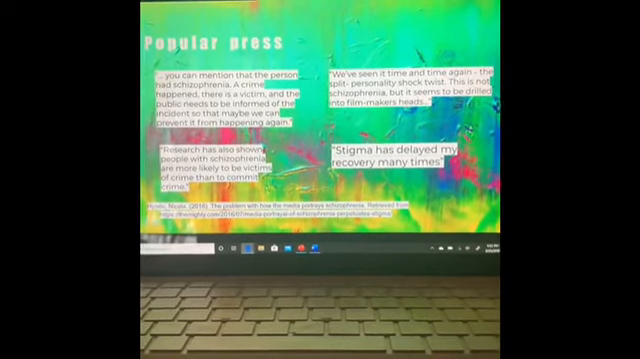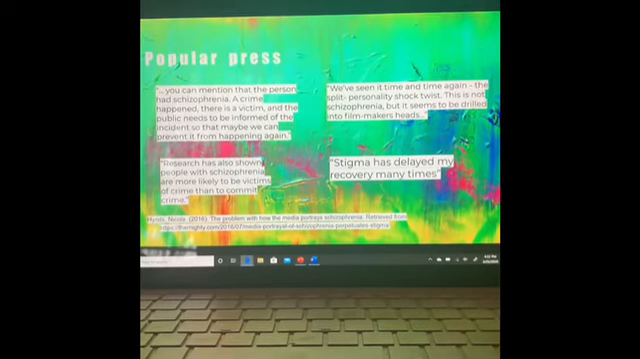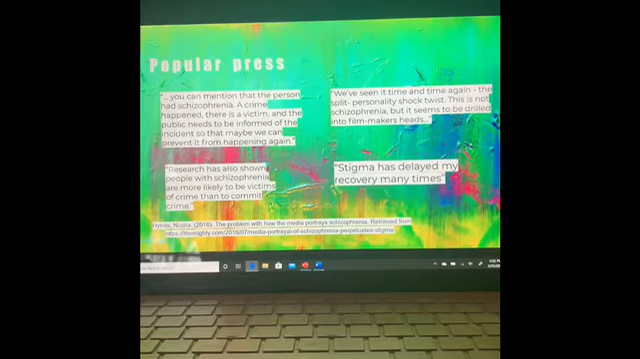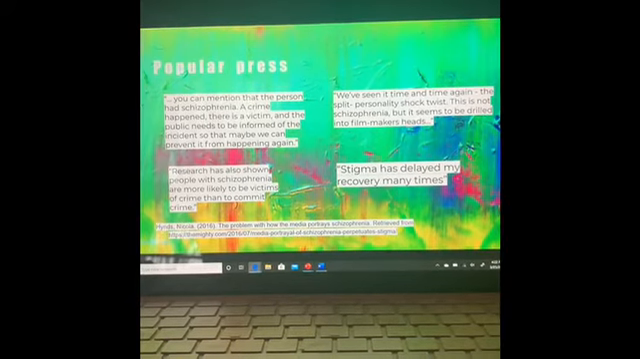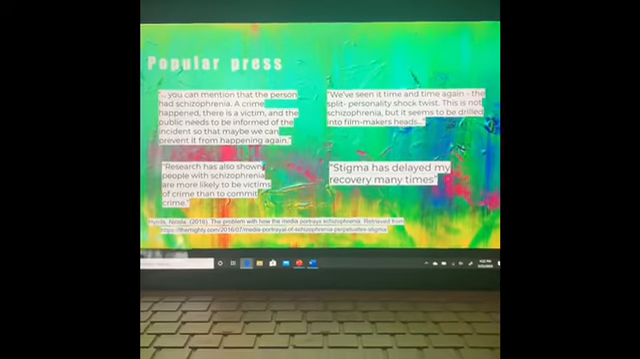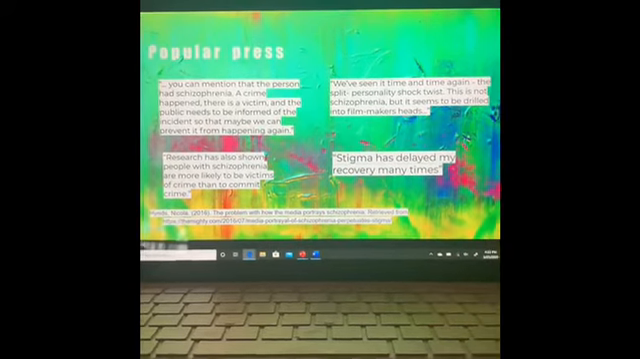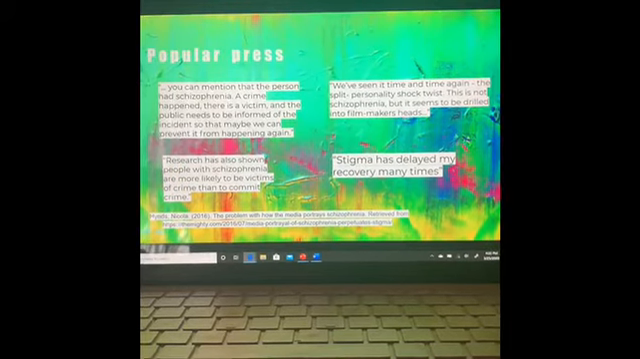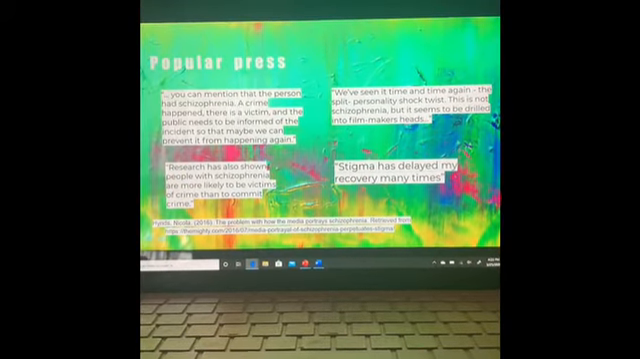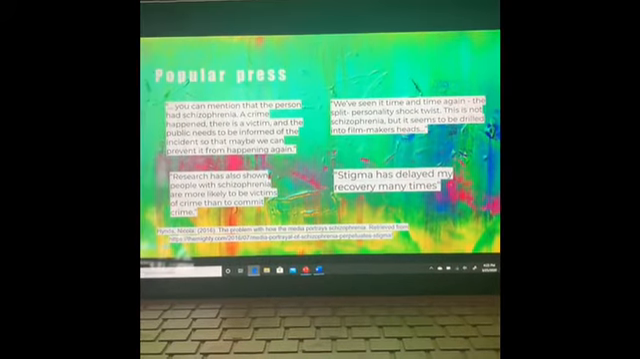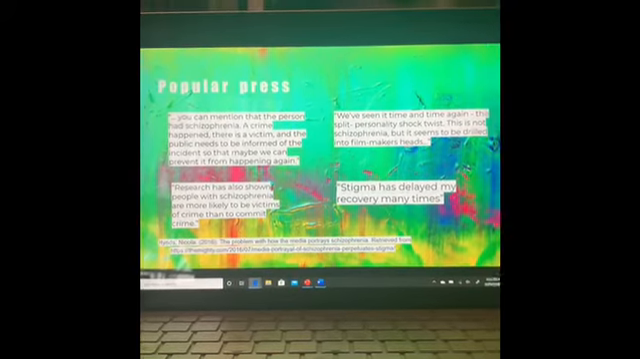But she says that a lot of the time they just put that there to find an excuse for the public, so that they can use someone with schizophrenia as kind of a scapegoat. She actually says that research has shown that people with schizophrenia are more likely to be victims of crime than to actually commit them, which I thought was really interesting.